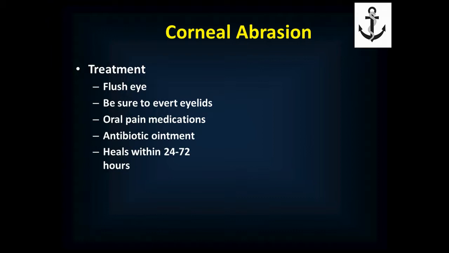So your treatment: flush the eye, and make sure that you evert the eyelids, flip them inside out, and make sure there's no foreign body up under there, because those will continue to abrade the cornea. Oral pain medications, including oral narcotics, may be necessary until they start to heal. Put on an antibiotic ointment, and they should heal within 24 to 72 hours. So you recheck them the next day. If it's completely healed, they can stop the antibiotic ointment. If it's not, they can continue it. The pain gets much better, and the abrasion really heals. The cornea basically grows itself from the inside out, so the top layers are constantly sloughing off, and those abrasions are very quickly sloughed off.